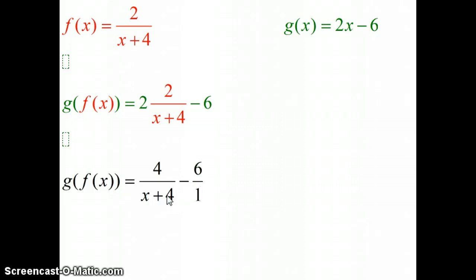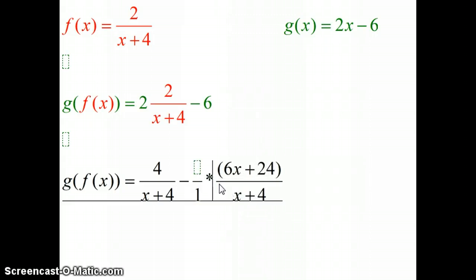To find a common denominator, this has to match with this, meaning I can multiply this guy by x plus 4 over itself, because that's all that's doing is multiplying by 1. Those reduce to 1, meaning 6 times the whole quantity x plus 4, well, that has to give you 6x plus 24 on top, and on bottom, same thing. 1 times anything is that same thing, so we can actually ignore this part now.